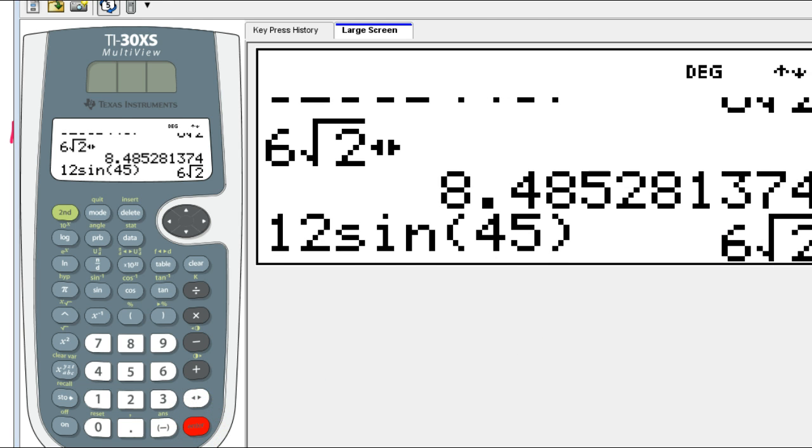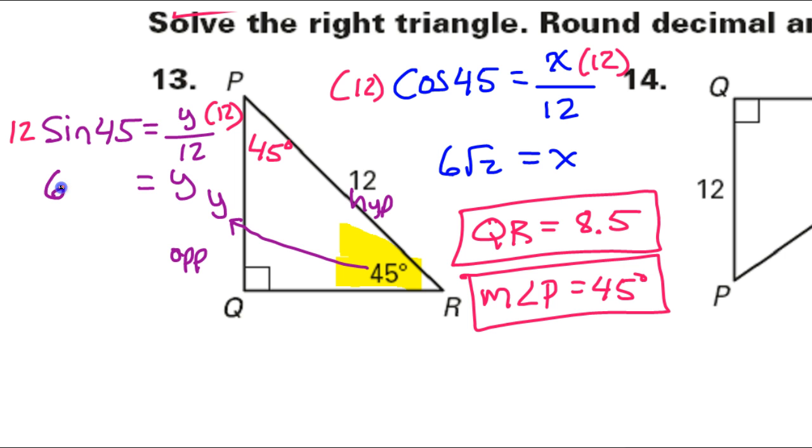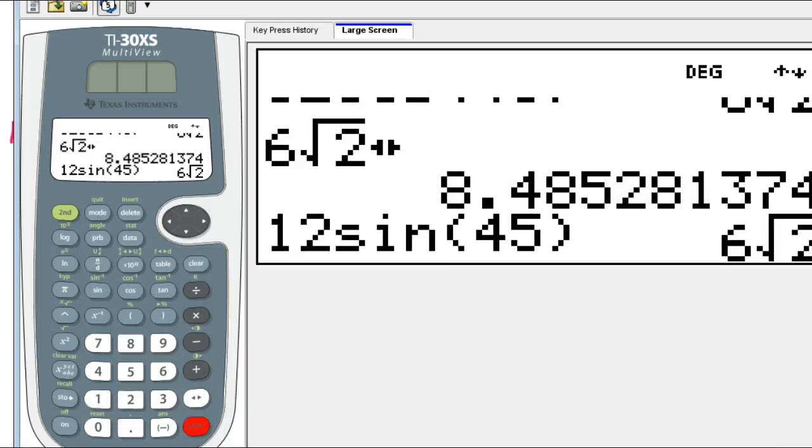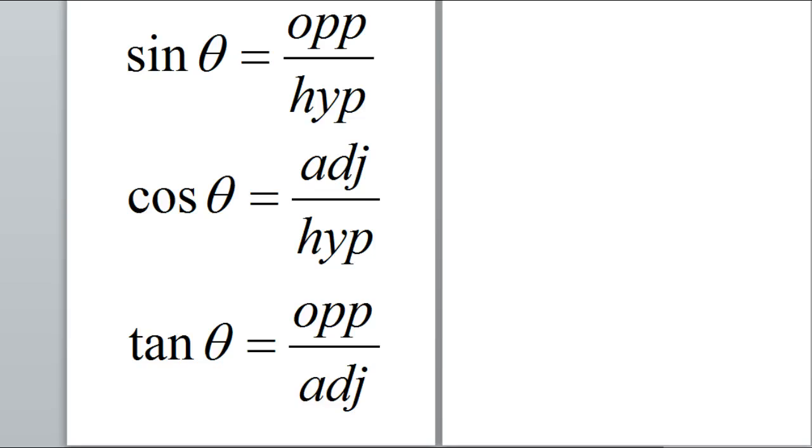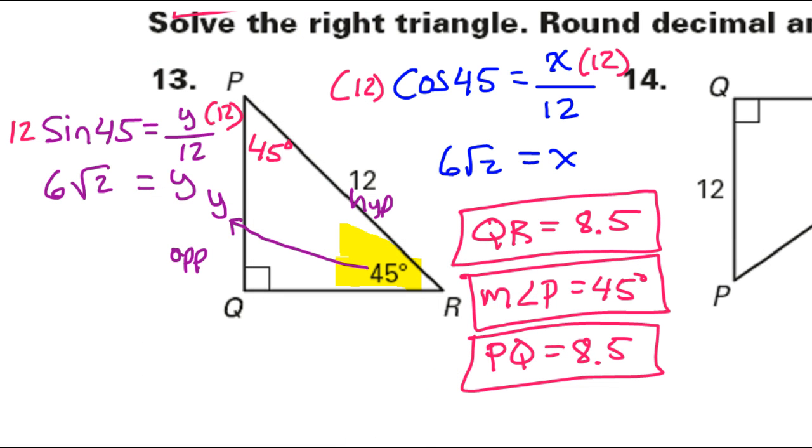Oh, look, 6 radical 2 again. So y is equal to 6 radical 2. Now remember, this y is really PQ. So I'm going to go ahead and recognize that that's the same thing as before. And again, we knew that they would be the same. So PQ is also going to be 8.5, because you could toggle it, just like before. So we solved it. And that's how you solve it.